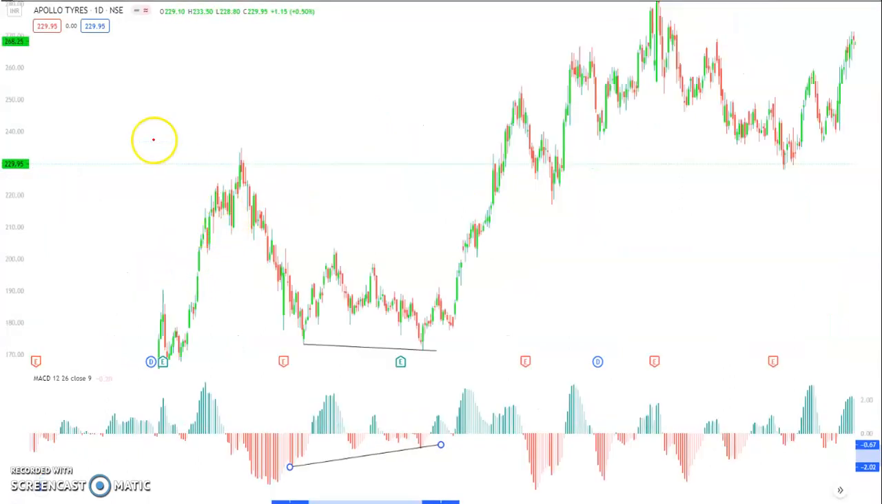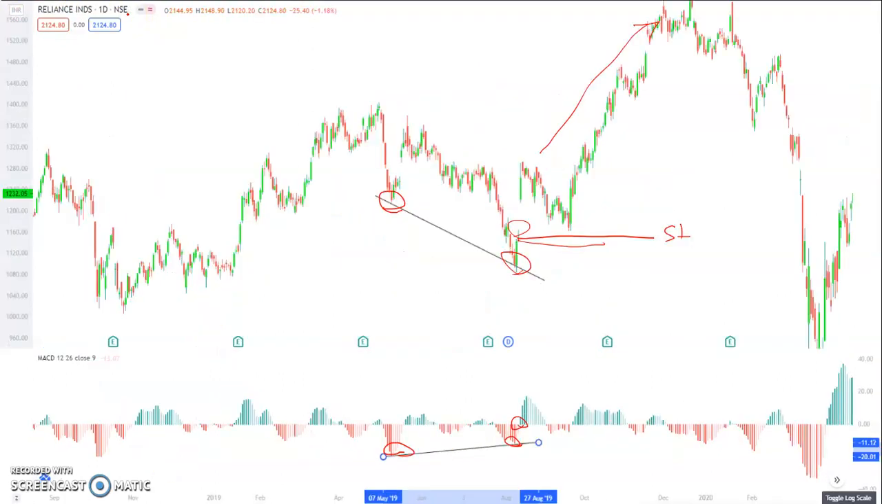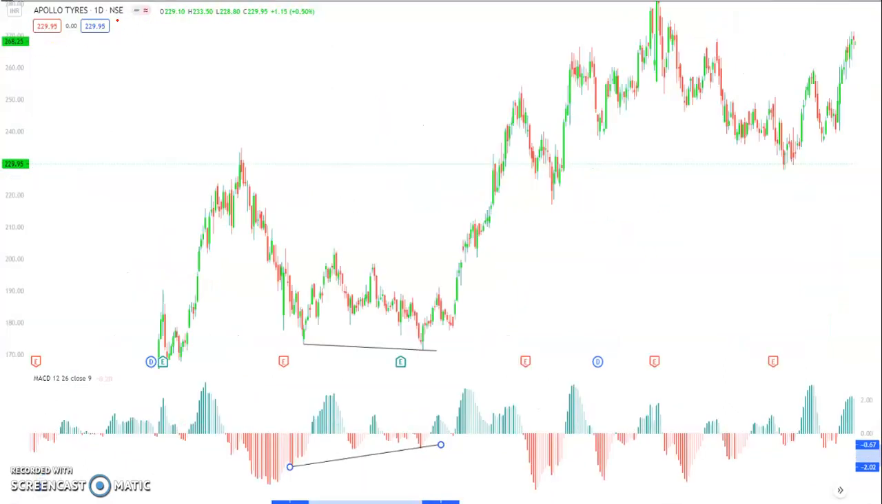And again we have one more. I didn't discuss the stock. It was the Dover 1-day chart in the first example, and then second we have Reliance, and then third we have Apollo Tyres.